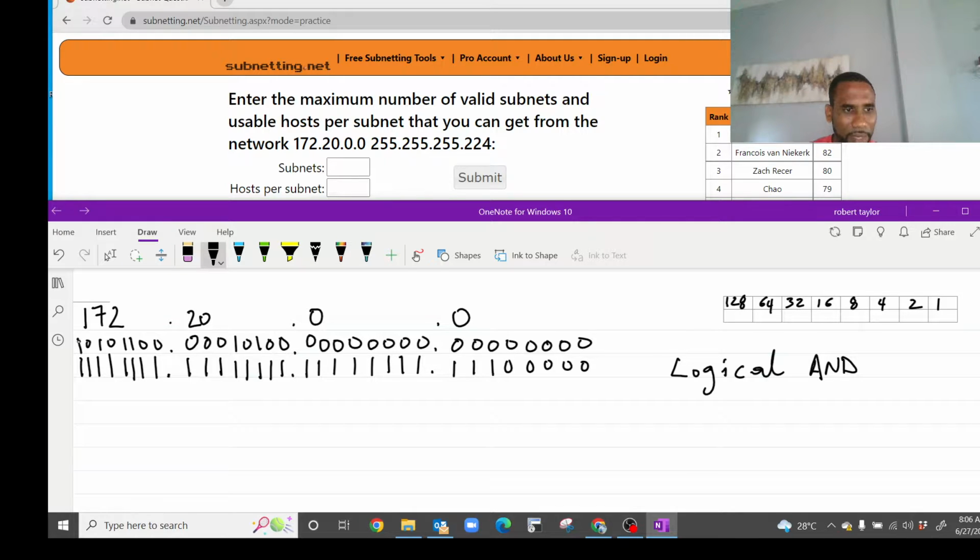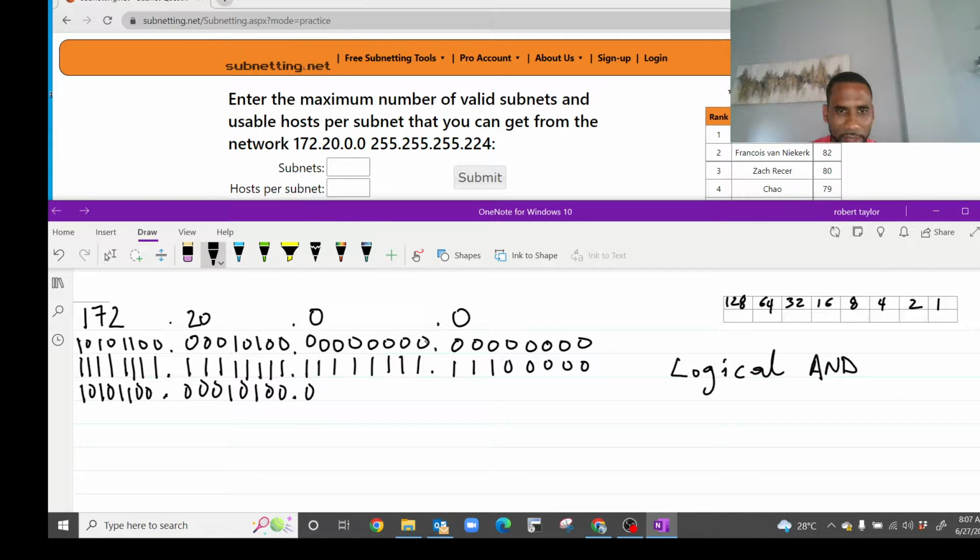So what is the logical AND of 1 and 1? It's going to be 1. 0 and 1, 0. 1 and 1, 1. 0 and 1, 0. 1 and 1, 1. 1 and 1, 1. 0 and 1, 0. 0 and 1, 0. Put back the dot. 0 and 1, 0. 0 and 1, 0. 0 and 1, 0. 1 and 1, 1. 0 and 1, 0. 1 and 1, 1. 0 and 1, 0. 0 and 1, 0. Dot. 0 and 1, you got it.